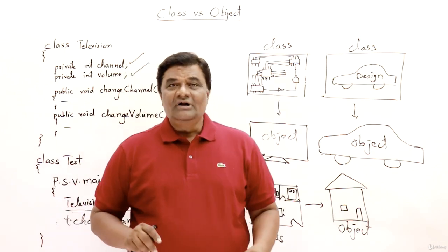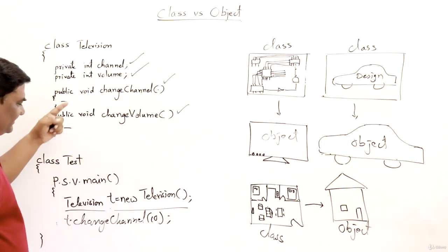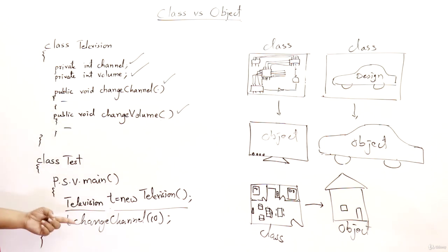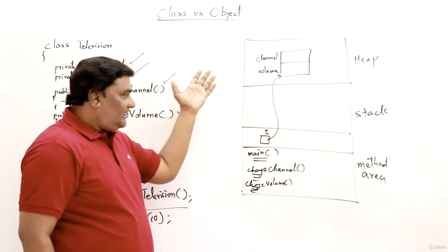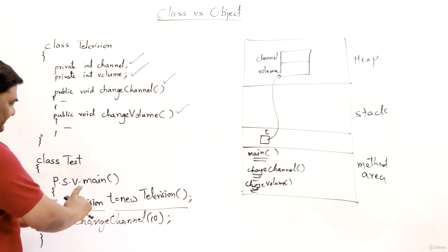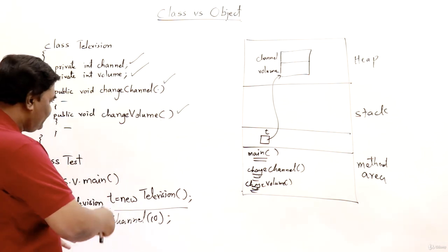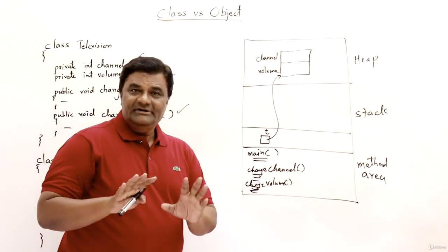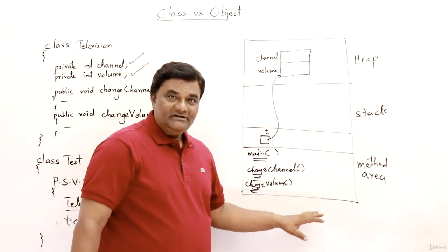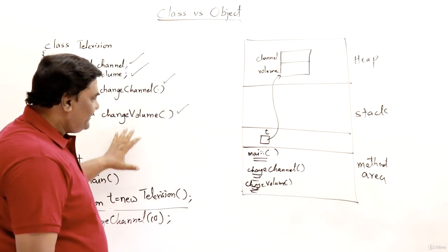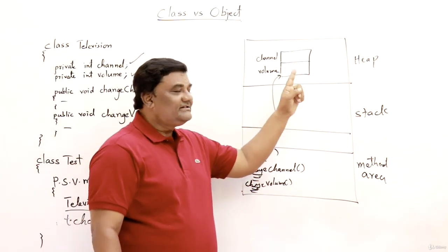Now the last thing I will show you is how it looks in the main memory when you have a Java class and object, and you write it as a program and run it. Let us look at it here. The class that I have here has a set of methods: the main method, change channel, change volume. In Java, there is an area called the method area inside the main memory, and it will contain all the methods. And the class definitions will be present inside the heap.